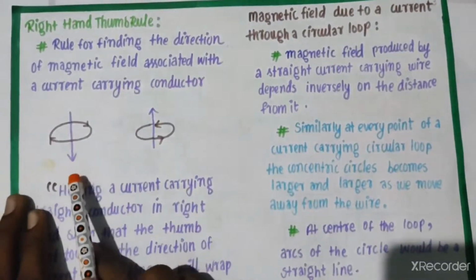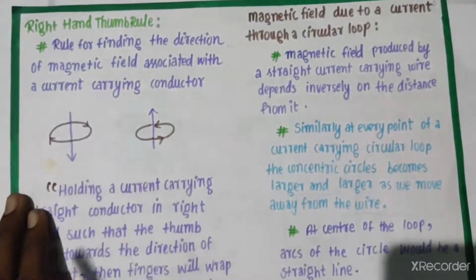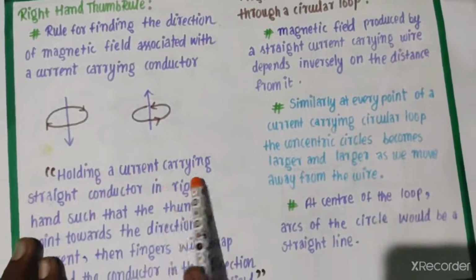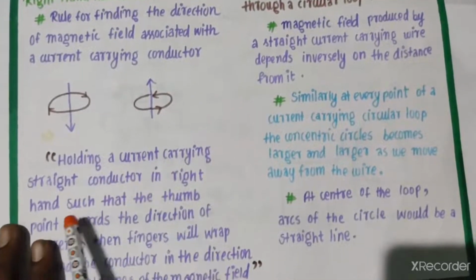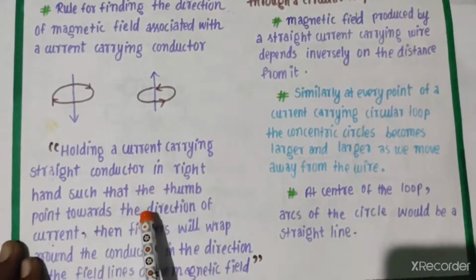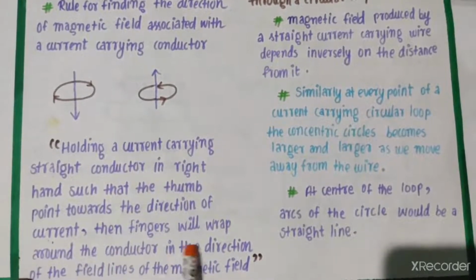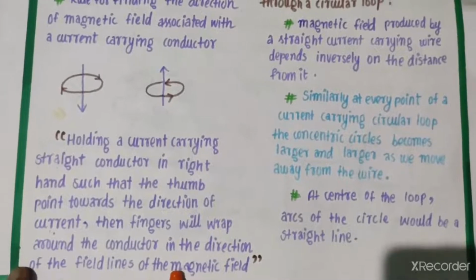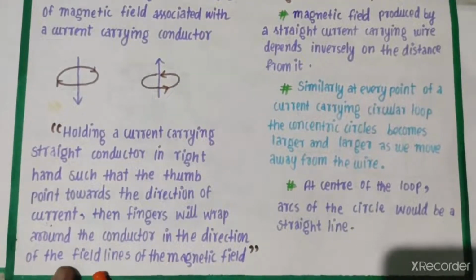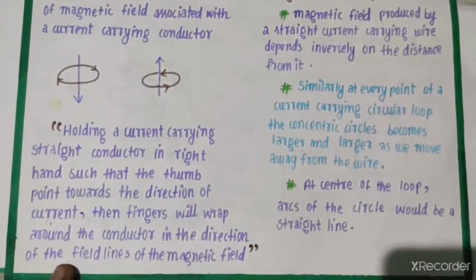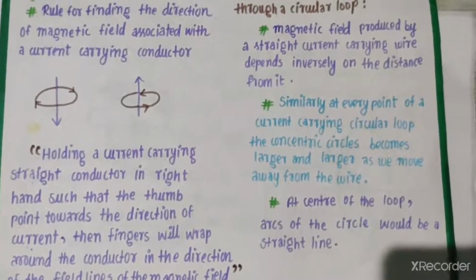Okay, so I have mentioned how it works for the upward direction and the downward direction. Holding a current carrying straight conductor in the right hand such that the thumb points towards the direction of current, then the fingers will wrap around the conductor in the direction of magnetic field lines. Okay, direction of field lines of the magnetic field. Okay, so I hope you got this right hand thumb rule.